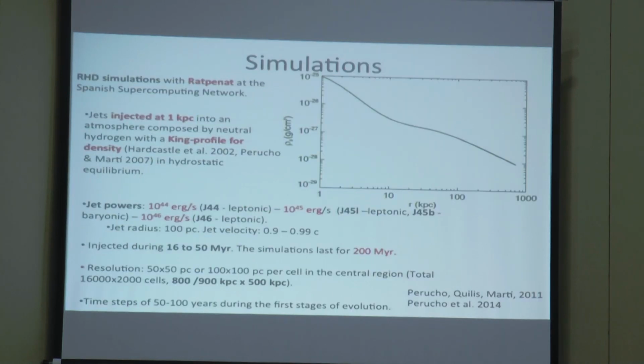The simulations I will show in this first part were set up initially for 2D simulations, for the case of axisymmetric simulations. I will show some of those too. This is the profile for the ambient density. So we're injecting the jet at 1 kiloparsec from the formation and following its evolution.